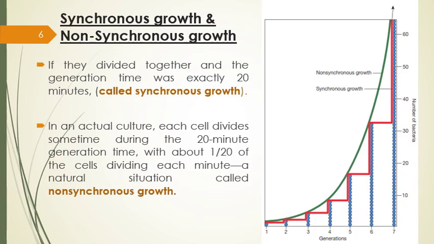In an actual culture, each cell divides at some time during the 20-minute generation time, with about 1/20 of the cells dividing each minute. This is a natural situation which is called non-synchronous growth. Non-synchronous growth appears as a smooth line, not as steps on a graph.